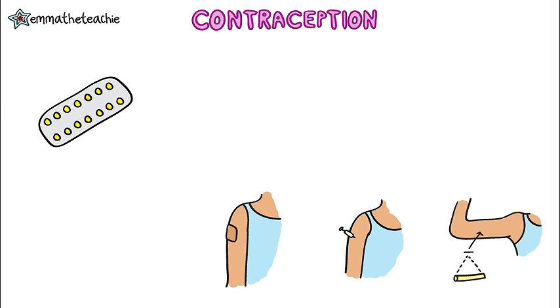Methods of contraception can be split into hormonal and non-hormonal. We'll start with the hormonal methods, and as you need to be able to evaluate the different types of contraception, we'll look at advantages and disadvantages of each. First up, we've got the oral contraceptive pill.